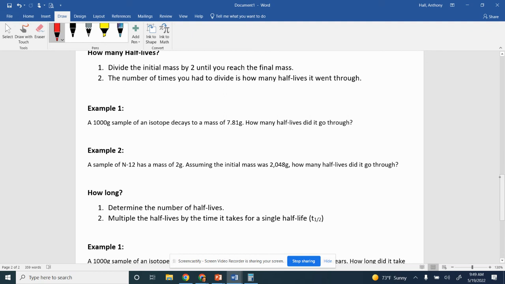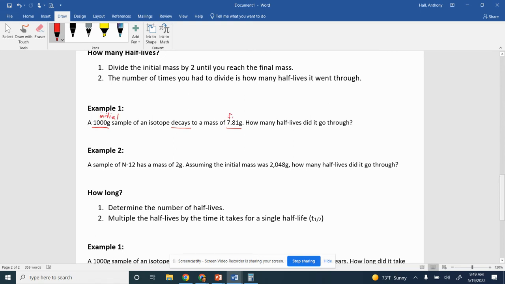So let's look. A 1,000 gram sample of an isotope decays to a mass of 781 grams. Which one is my initial mass? The 1,000. And how do we know that this is the initial? Okay, there's a couple ways. One, we see that it decays, so that means it started out with this and decayed. Also, it's the bigger number, right? So there's a couple ways to figure this out. So this is my initial.